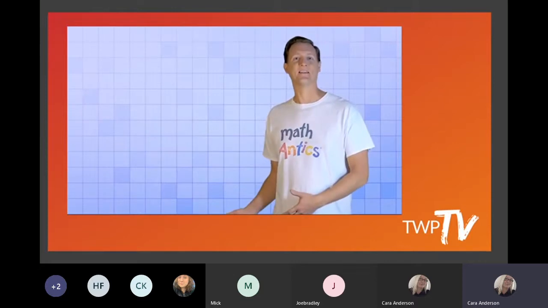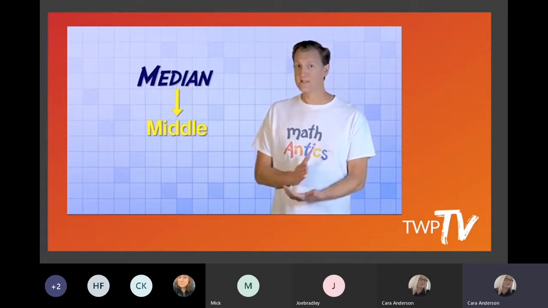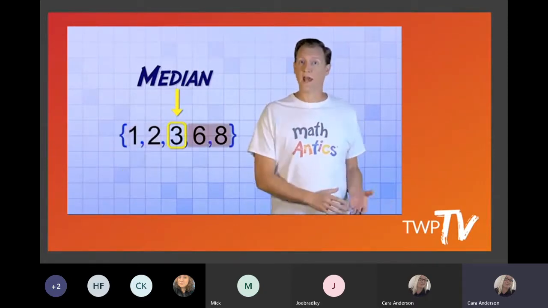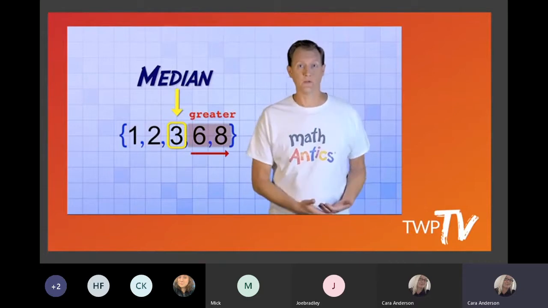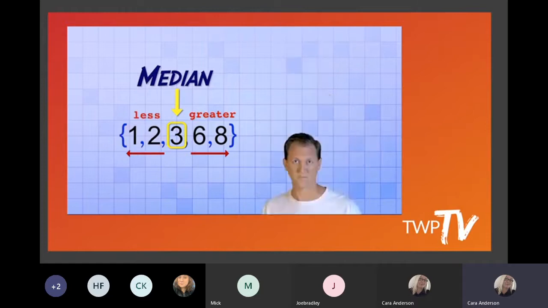All right, that's the mean. Now what about the median? The median is the middle of a data set. It's the number that splits the data set into 2 equally sized groups or halves. One half contains members that are greater than or equal to the median, and the other half contains members that are less than or equal to the median.